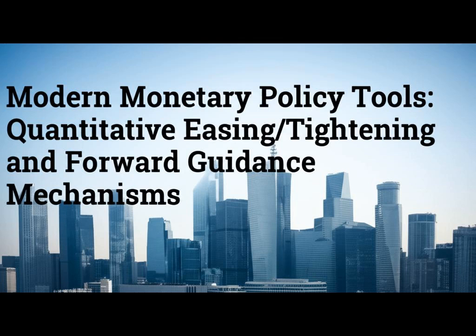Knowing rates will stay low for a long time reinforces the stimulus from asset purchases. Likewise, clear communication about QT can prevent markets from panicking. But forward guidance only works if the central bank is credible and clear. It reduces uncertainty and helps guide the economy.